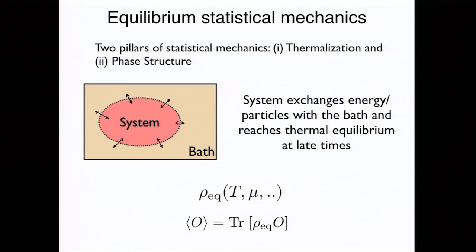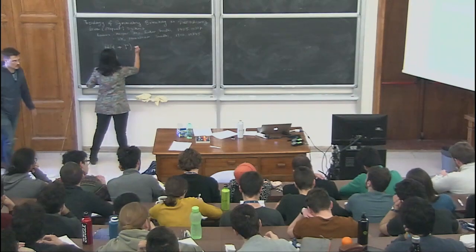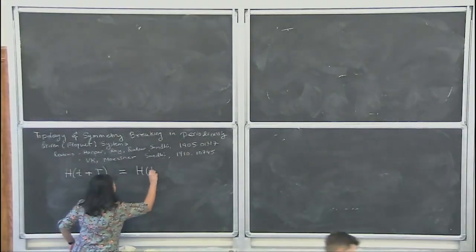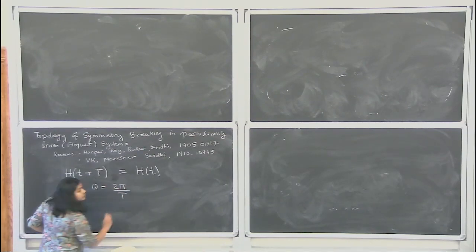Okay? So a major open question is, how do we generalize these ideas of universality and phase structure to the out of equilibrium setting? Okay? So this is comparatively far less understood and is a really active area of research right now. And in this set of lectures, I want to bite off a small chunk of this bigger program and consider Floquet, or periodically driven systems, which satisfy a periodicity in time, okay, and have a period which basically goes as that.